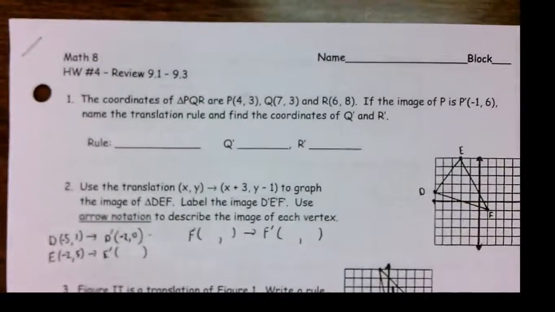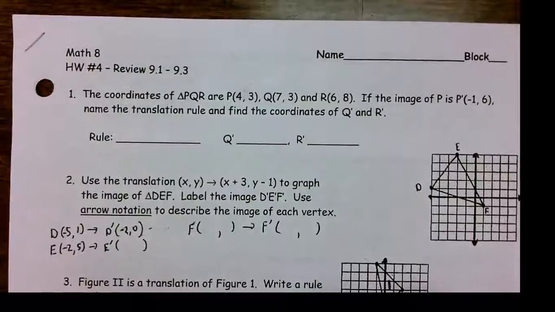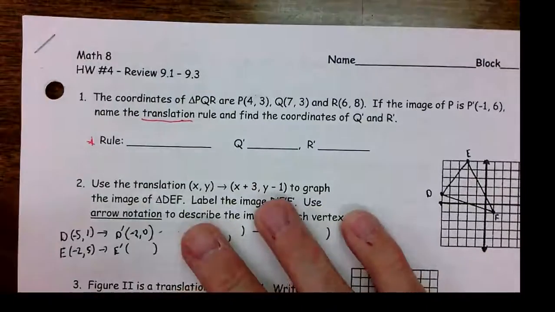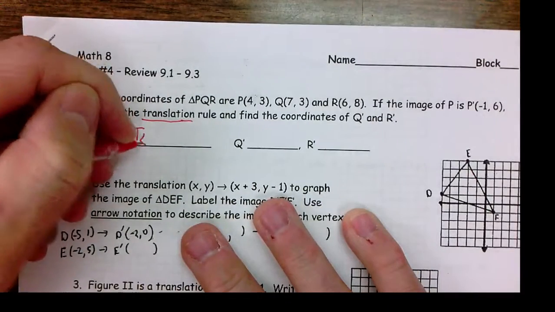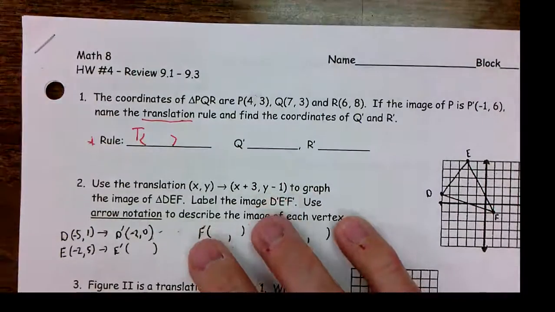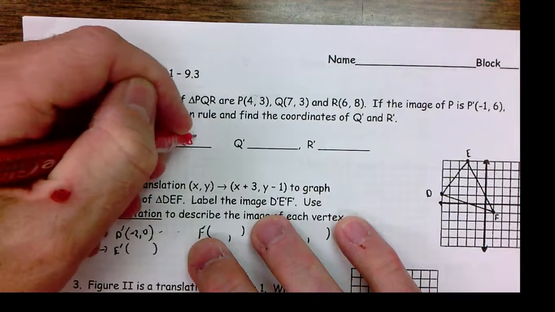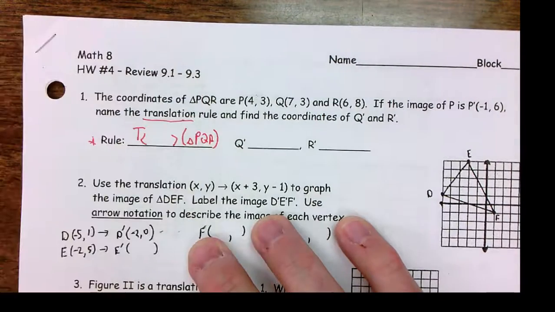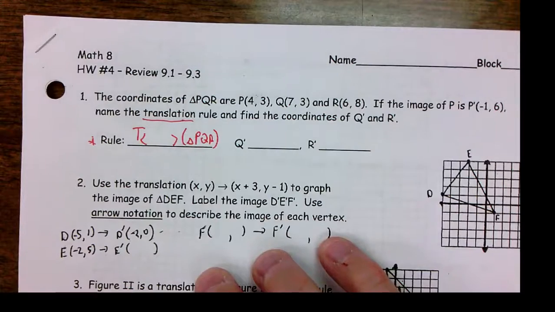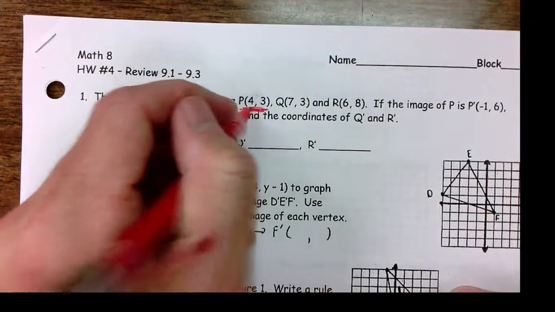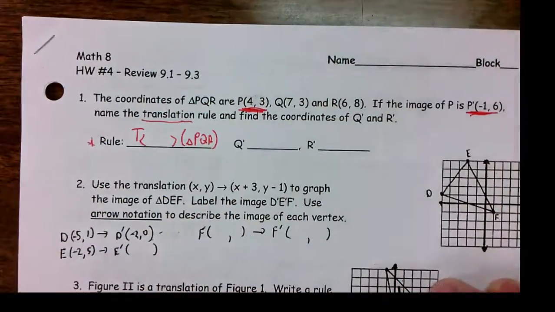All right, let's try and work through the problems. So, looking at number 1, I'm supposed to write a rule for a translation. So I know I'm going to be doing a translation, and I know I'm going to need a vector for that translation. And I am going to be translating triangle PQR. So the important thing is to figure out the vector. And the way you figure out the vector is by using point P and point P prime.